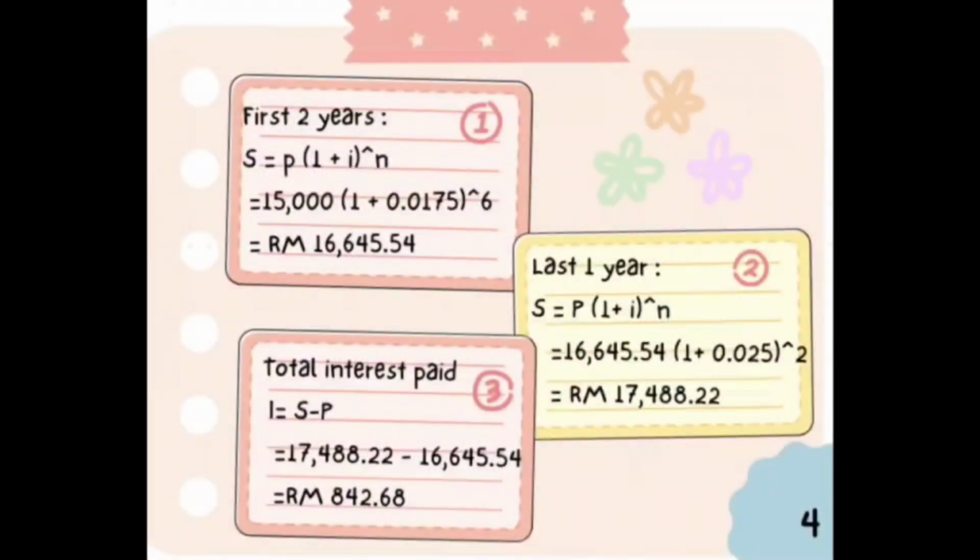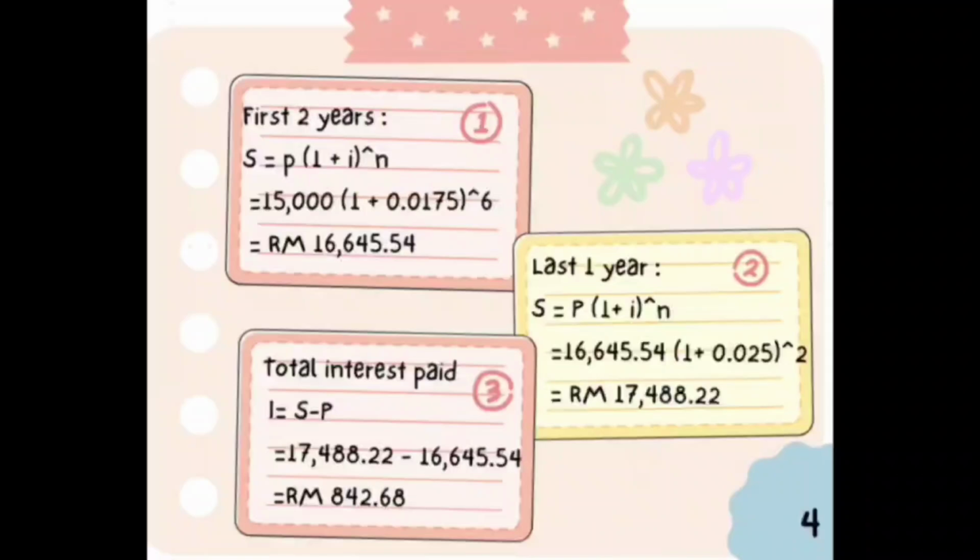For the first step, we need to calculate for the first 2 years, and we'll be using the compound interest formula, which is S equal to P in bracket 1 plus I close bracket power with N. So our P will become 15,000 according to question A, and in bracket 1 plus 0.0175, which is the answer for the I that we calculated above, close bracket power with 6, which is the answer for the N, and we got RM 16,645 and 54 cent.